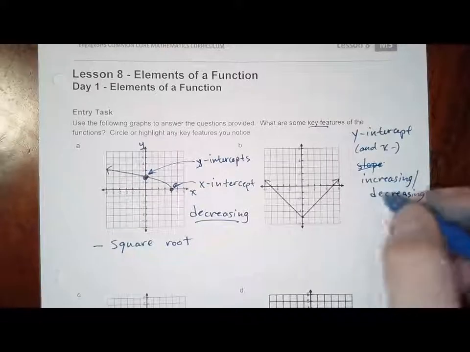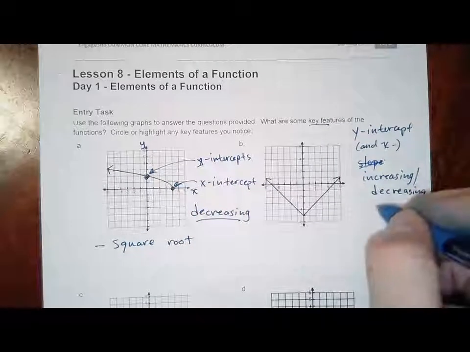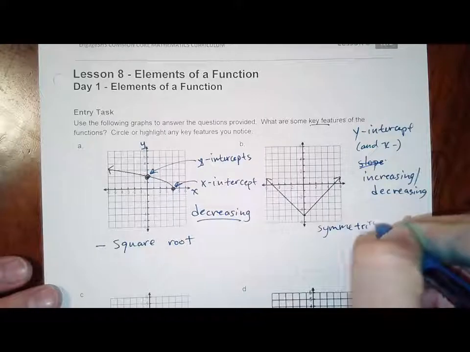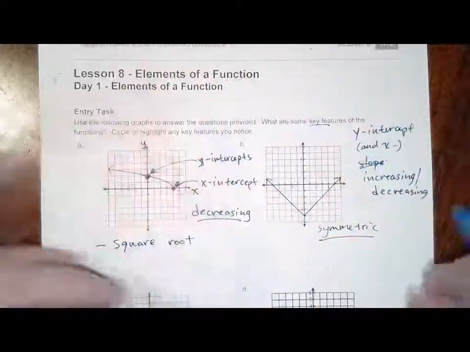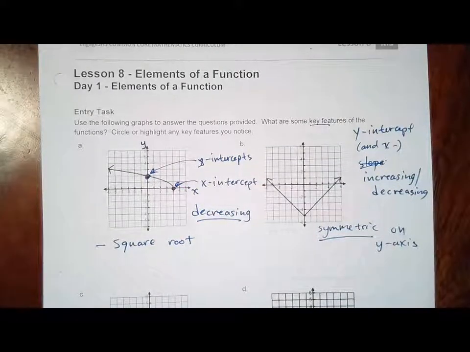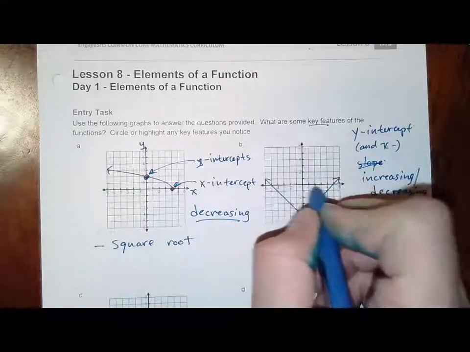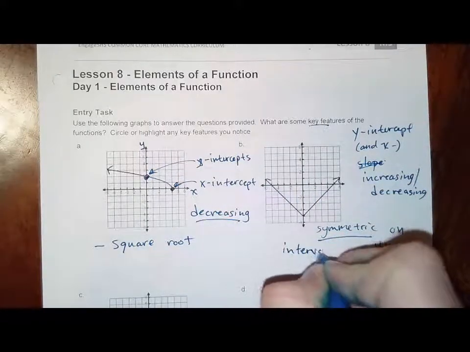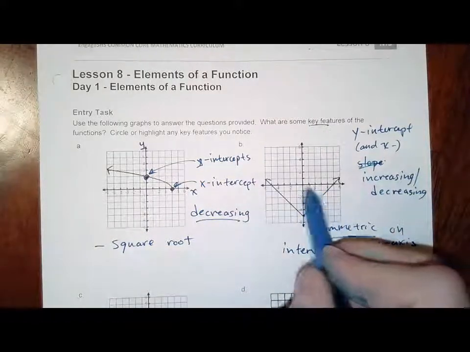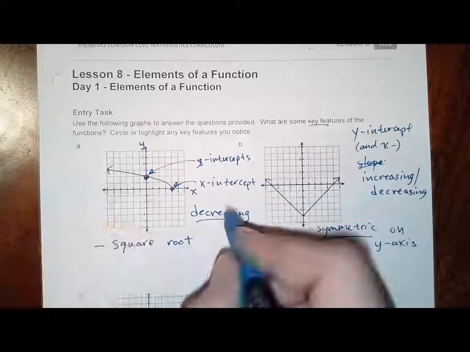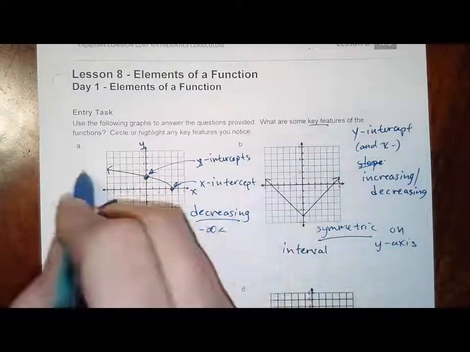Okay. We want to talk about something called symmetry, or can you fold it on itself and it perfectly matches? Like in B, it's symmetric, right? It's a symmetric graph because if you fold it on the y-axis, then you can get the graph to look exactly the same. There's a region where the graph is decreasing and a region where the graph is, or I should say the better word, there's an interval where the graph is decreasing and an interval where the graph is increasing. In this one, the function is decreasing from negative infinity to 4.